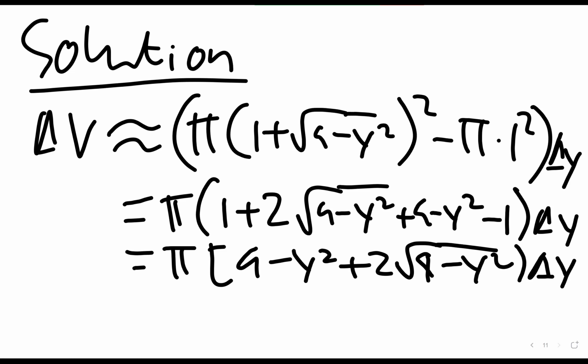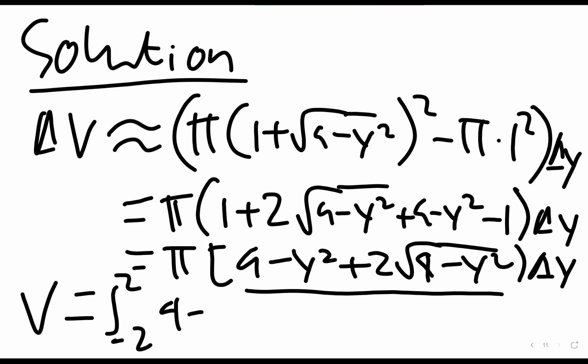And if you calculate V, just take the summation and then take the limit. Then you have V equals, okay, so you have to know the range of y. In the picture, what is the range of y? y is from -2 until 2. Then this is the integrand: 4 minus y squared plus 2 square root of 4 minus y squared, dy.